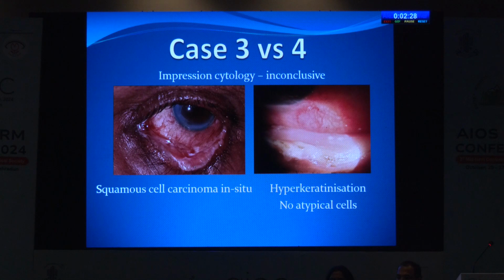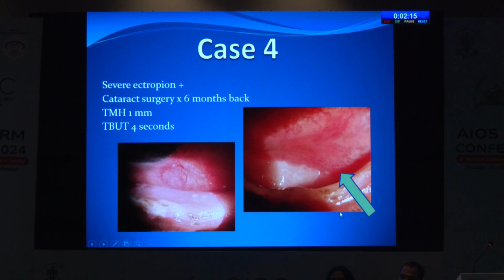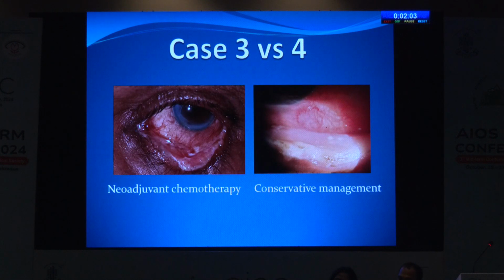The first case showed carcinoma in situ, squamous cell carcinoma. Whereas in the second case, there were no atypical cells. It was just hyperkeratinization. Now, what was my conundrum in case 4? Here we can see with the green arrow some atypical blood vessels which we see on the surface of an OSSN. The rose Bengal stain did not really show any result, but the blood vessels were kind of a red flag for me, so I went ahead with a biopsy.